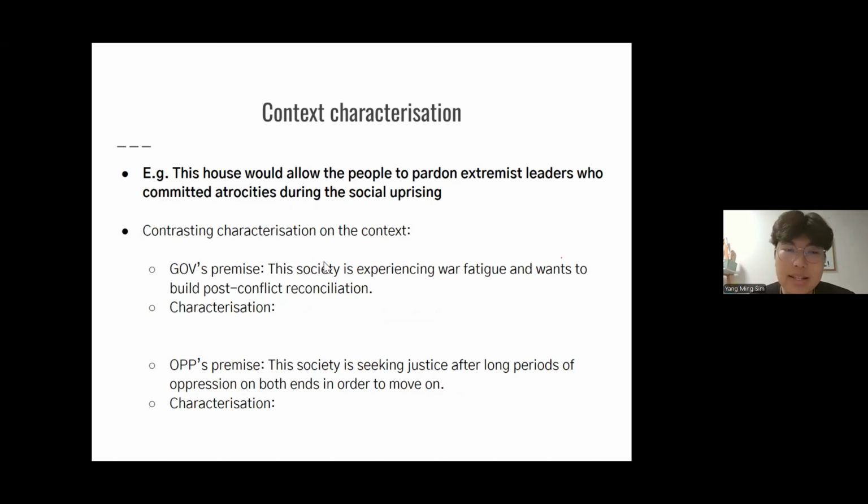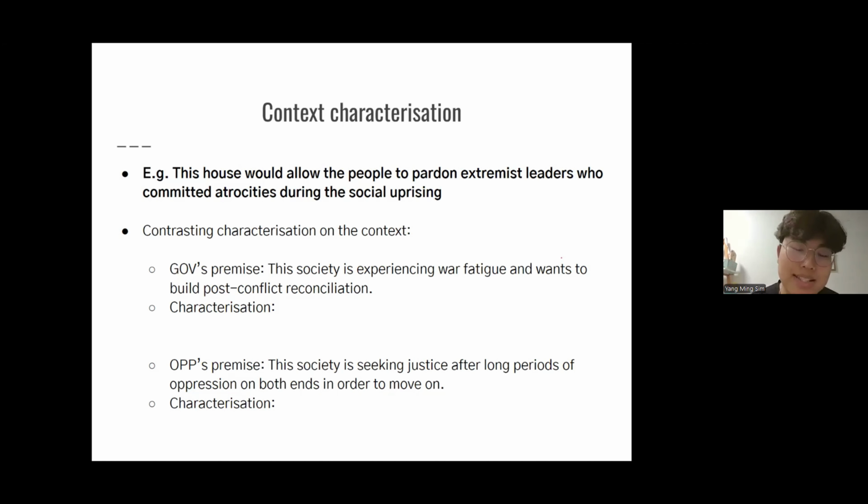Gov's premise is that this society has experienced war fatigue and wants to build post-conflict reconciliation. They're telling me that they want to characterize that the people are tired of war and want to build a post-conflict society, and everyone wants to forgive each other. That's why you want to pardon extremist leaders who committed atrocities. That's fair. You can explain to me why people just don't want to care about these things anymore. They want to move on. They want to have a better life. That's the characterization that you should focus on.